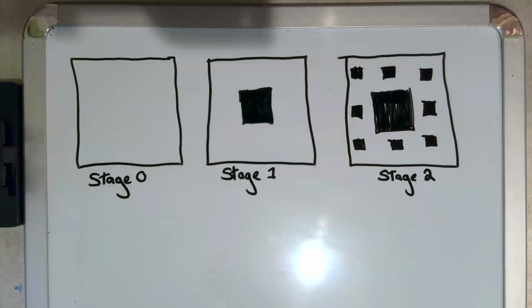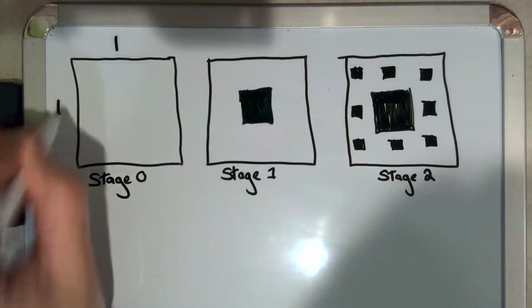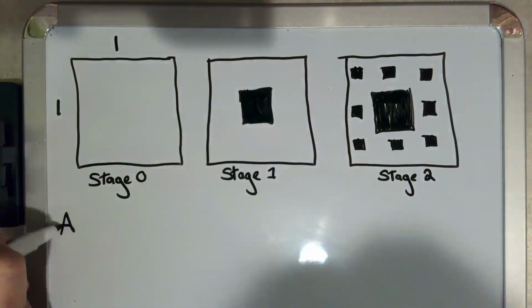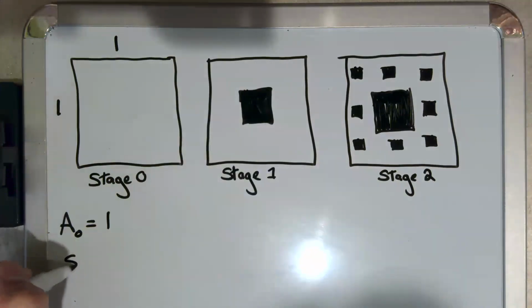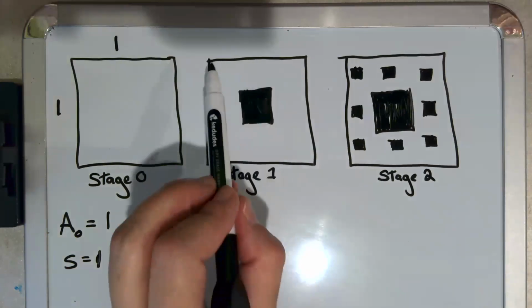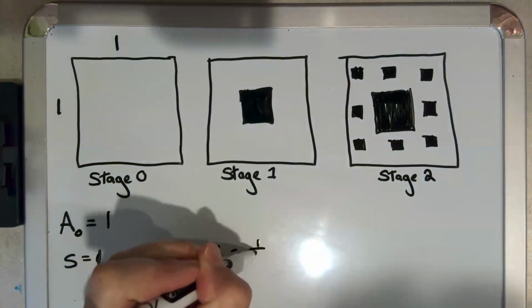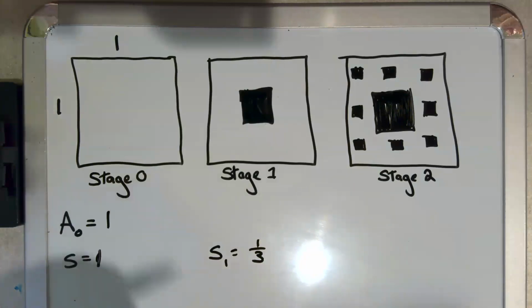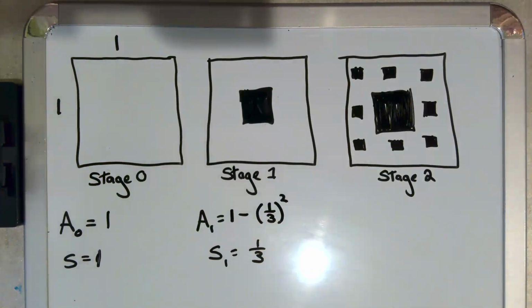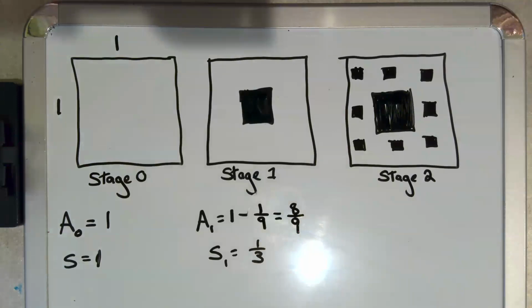So if we go back to our stage 0, and we said that it has an area of 1, then that means that since it's a square, each of these side lengths are 1. And so we would say that the area at stage 0 is 1, and that the side length also equals 1. Now, at stage 1, we said that this side length is a third of the original side length. So that means that at stage 1, our side length is 1/3. So to calculate the area at stage 1, we would take the area at stage 0, which was 1, and subtract from it the area we cut out, which is 1/3 squared, which is 1/9, which is 8/9. So the area at stage 1 is 8/9.